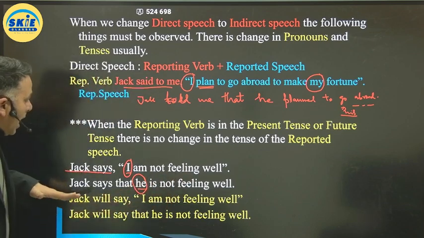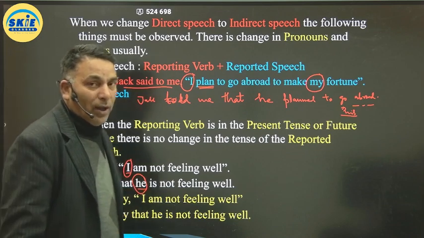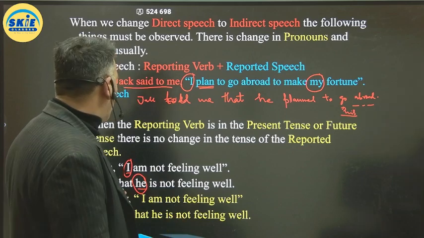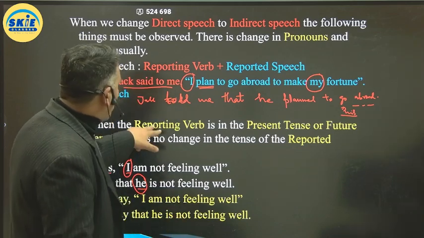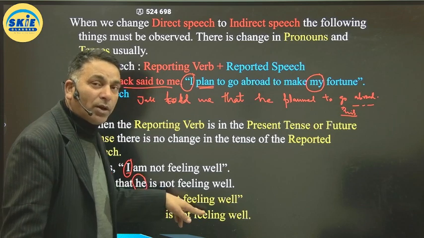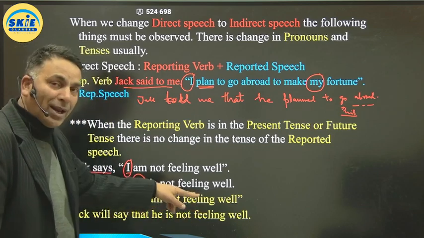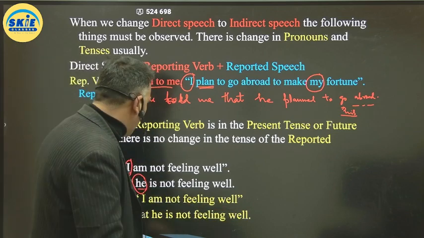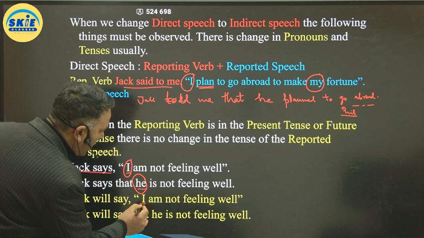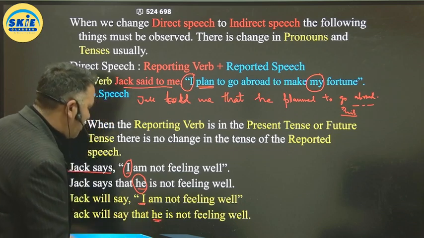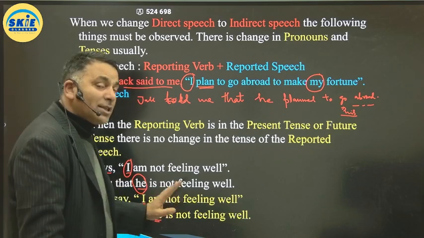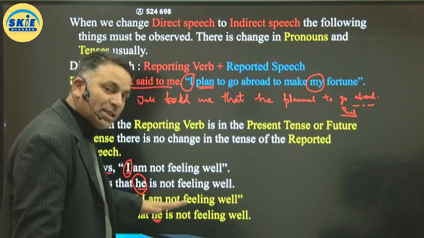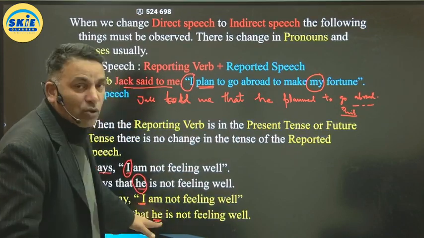Second one, Jack will say, I'm not feeling well. This time the reporting verb is in future tense, and according to the rule, there will be no change in the tense of the reported speech. Jack will say that he is not feeling well. So again, the change is only here. I will change into he, and then the tense is not changed. The tense will stay the same. It is present tense here, and it will stay the same in the indirect sentence also.